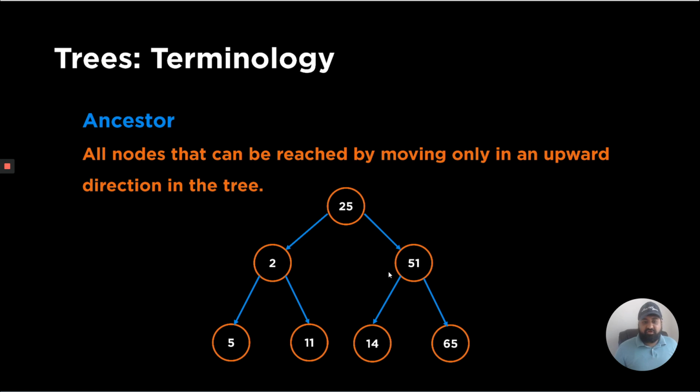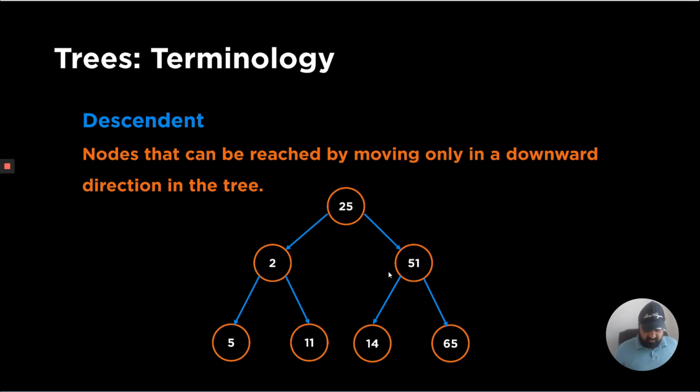Next, we have the terminology of ancestor, which is all nodes that can be reached by moving only in the upward direction in the tree. Let's say we talk about 65: 51 and 25 are going to be its ancestors, which is all the nodes in the path from that node to the root. Similarly, for 2 there will be only one ancestor, which is 25. And for 5, there will be two ancestors, 2 and 25. Again, 25 and 51 are ancestors of 14.